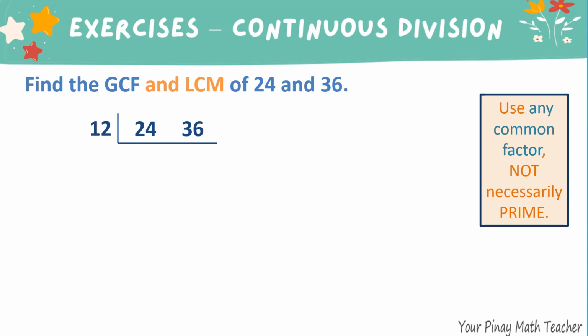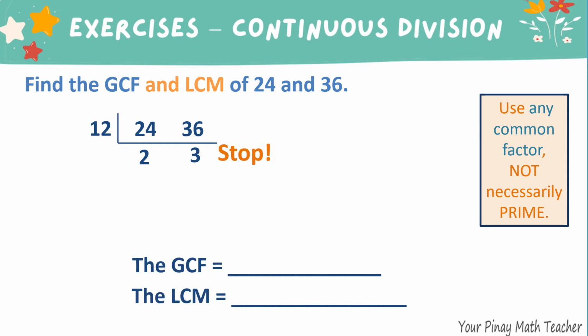24 divided by 12 is 2. 36 divided by 12 is 3. Since the two numbers cannot be divided anymore by any number except 1, then stop dividing. So to find the GCF, you simply look at the number on the side. Since it's only 1, it represents one group of common factor, then the GCF is 12.